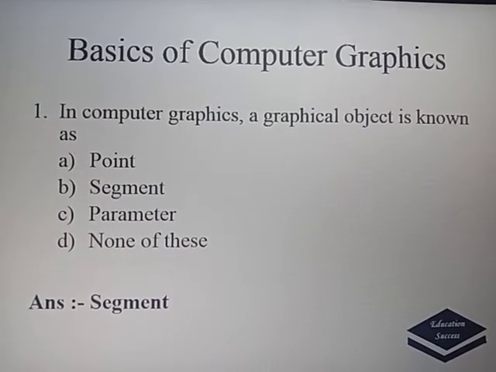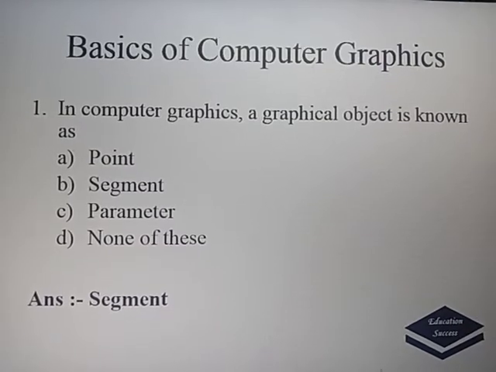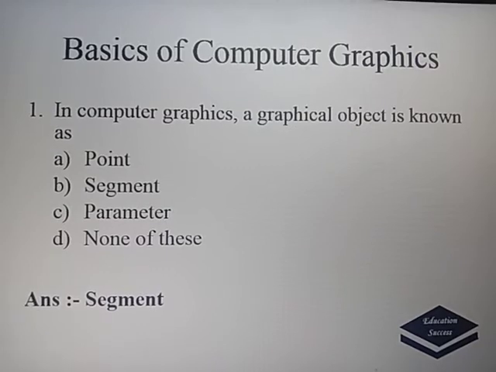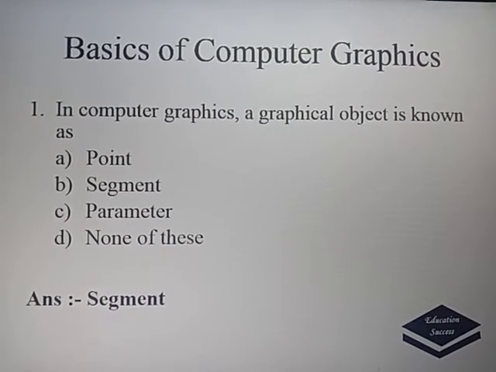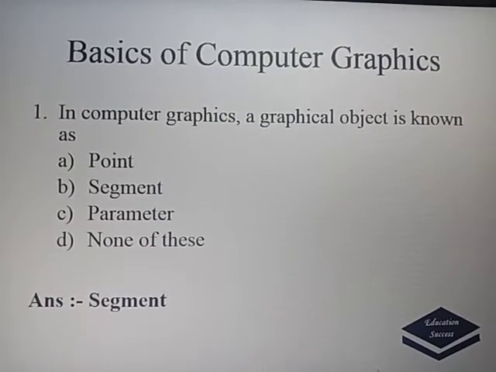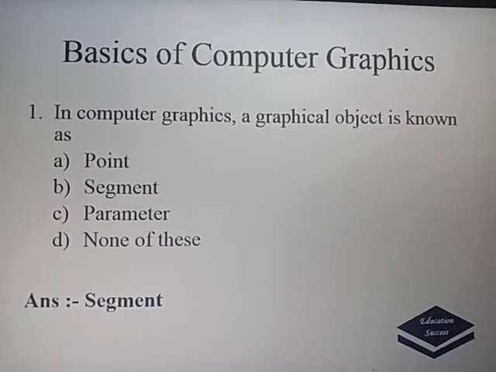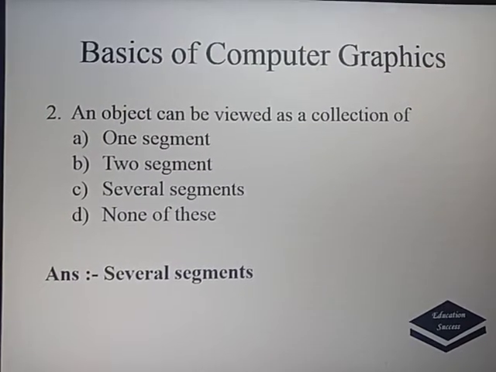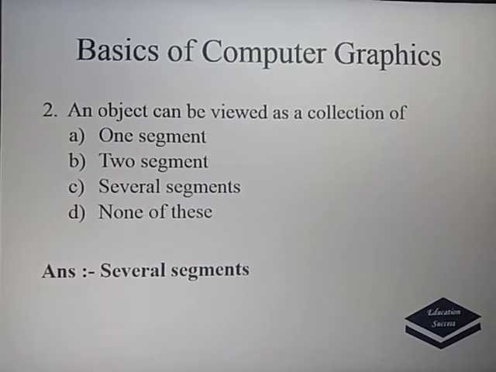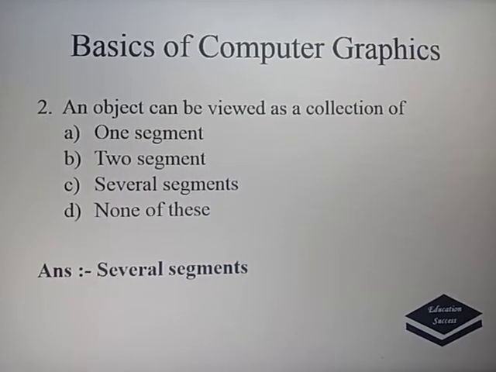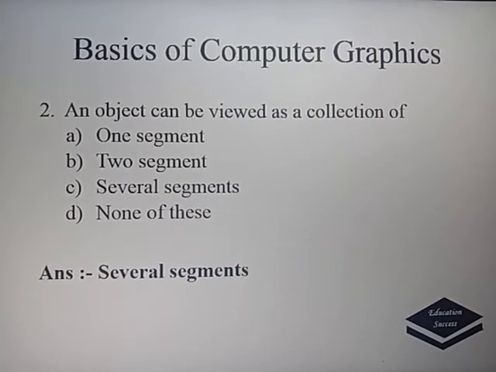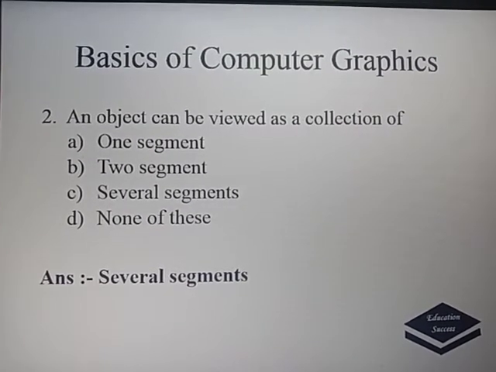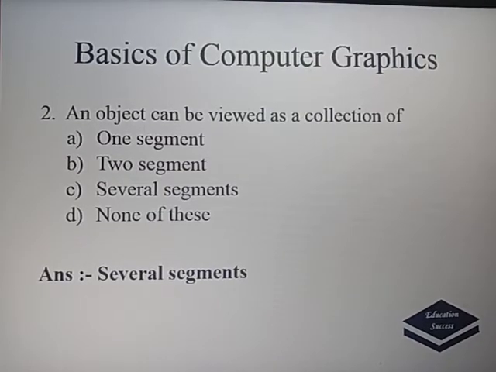First question: in computer graphics, a graphical object is known as: point, segment, parameter, none of these. Correct answer is segment. In computer graphics, a graphical object is known as a segment. An object can be viewed as a collection of: one segment, two segments, several segments, none of these. Correct answer is several segments. An object can be viewed as a collection of several segments.